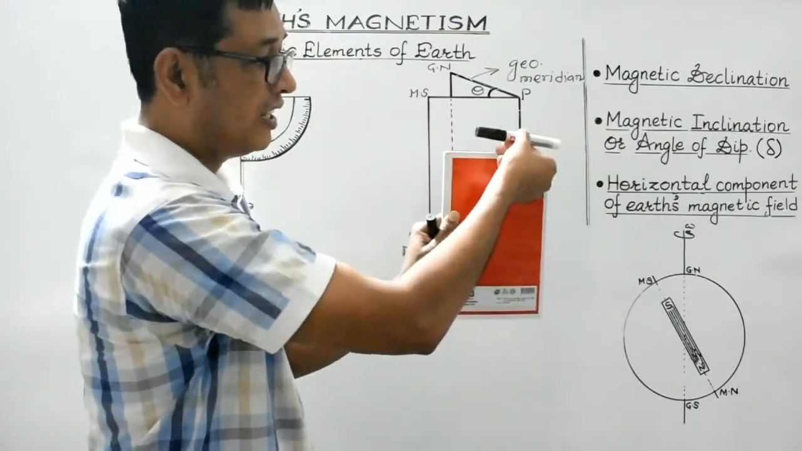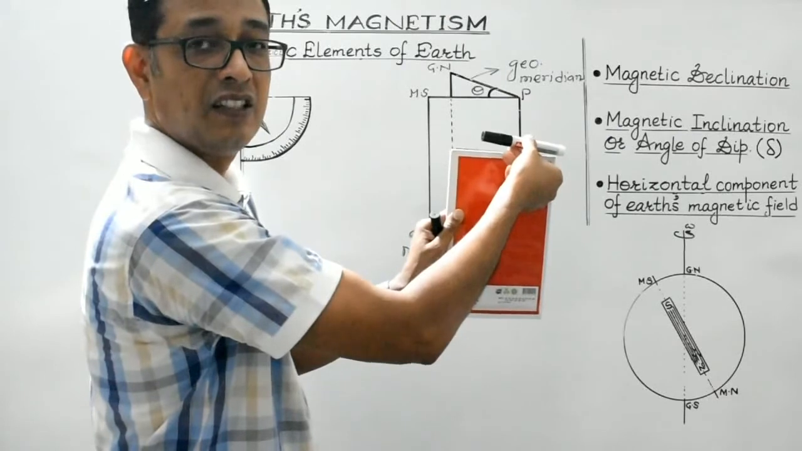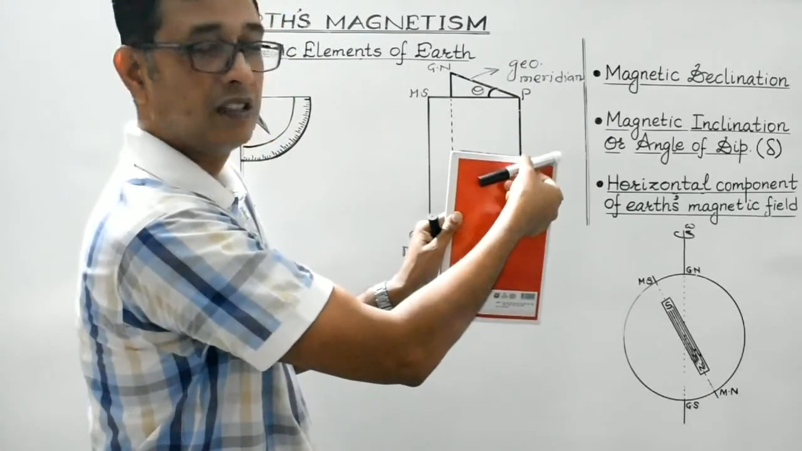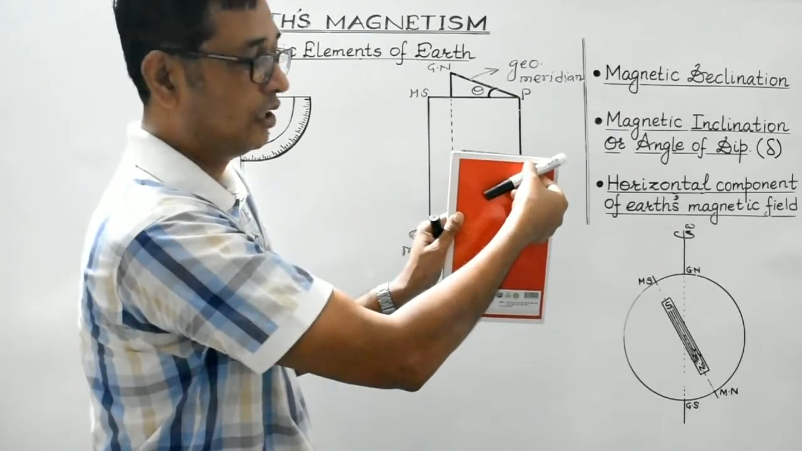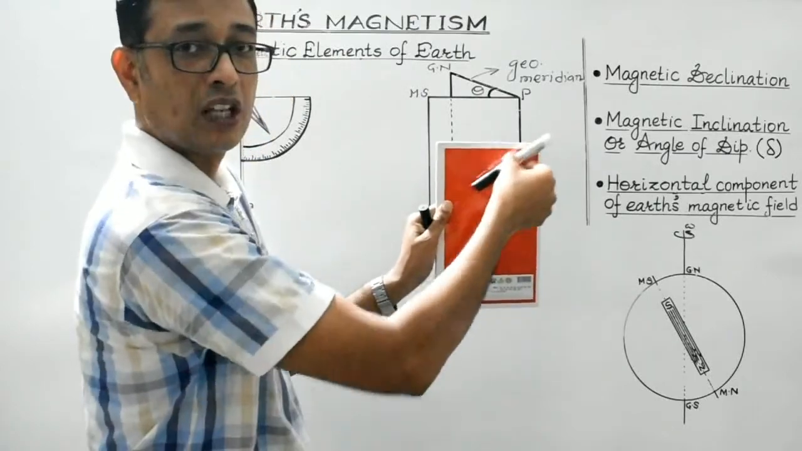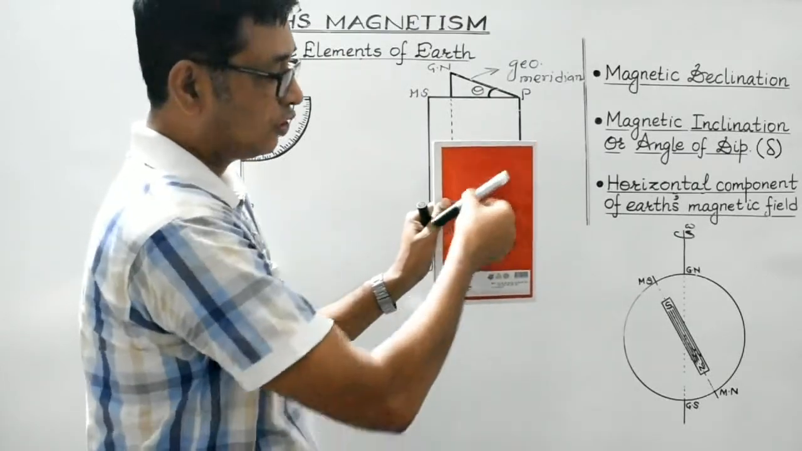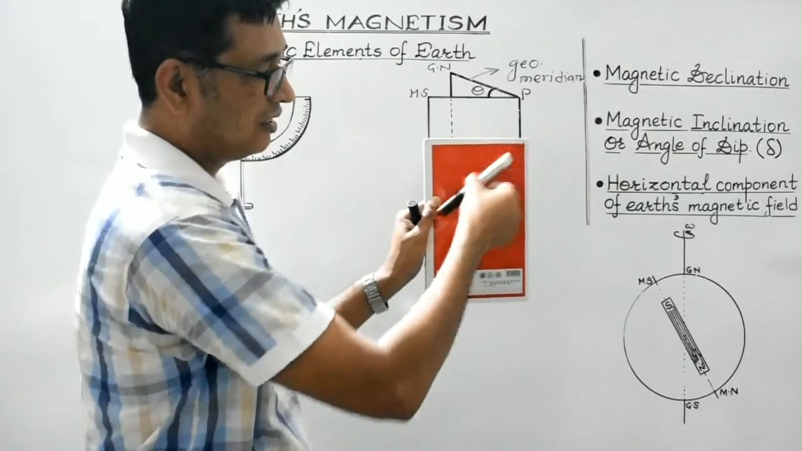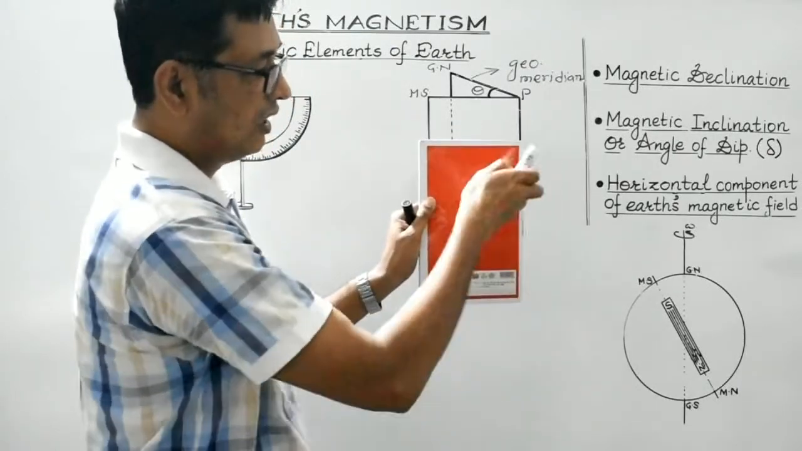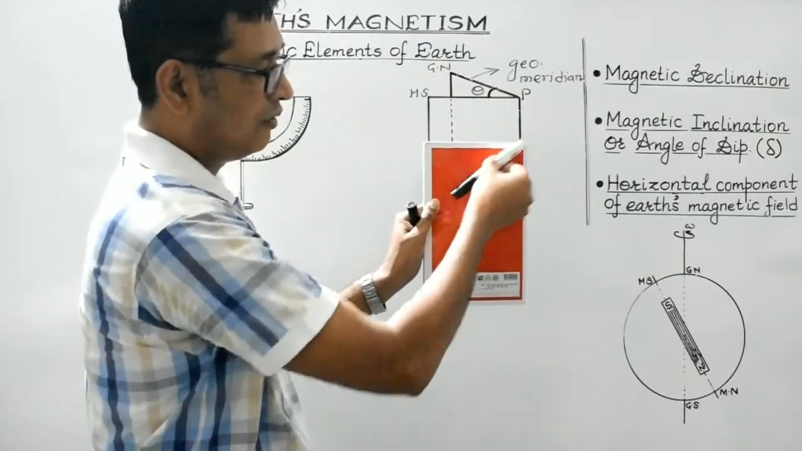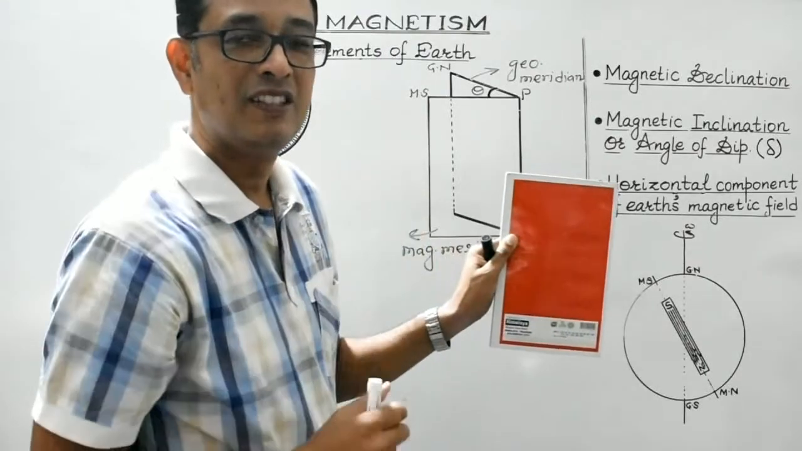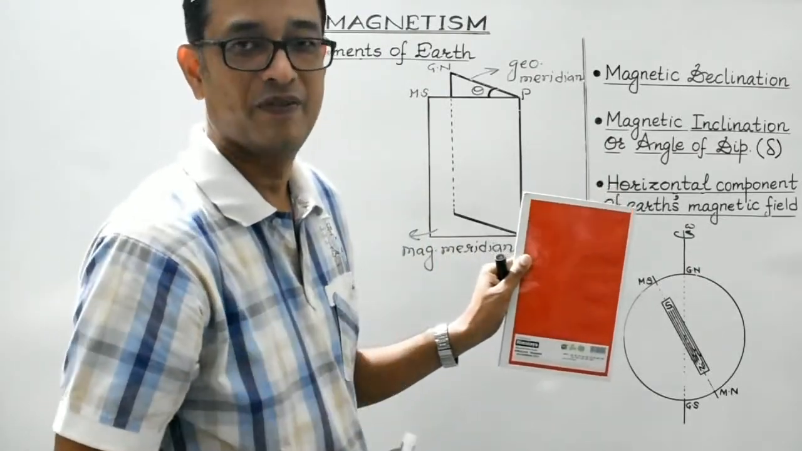So here, on reaching this particular place, this freely suspended magnet will dip depending on the location of that place. It will dip. So this will represent the direction of Earth's total magnetic field. And the angle which this Earth's total magnetic field makes with the horizontal, this one is the horizontal, this is vertical, that will be the angle of dip or angle of inclination.